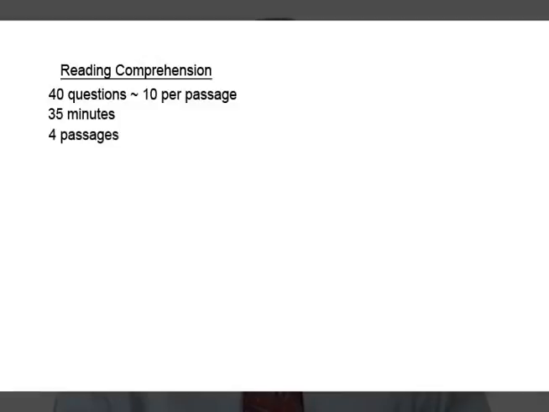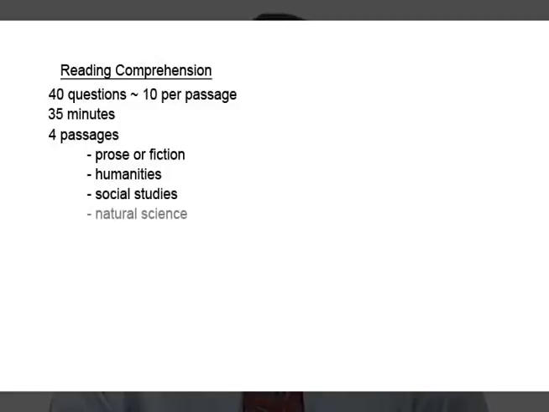Then you'll probably get a break, a 10-15 minute break. Come back and do some reading. Reading comprehension, in my opinion, is one of the more difficult sections. Reading comprehension consists of 40 questions and 35 minutes. 10 questions per passage. They'll give you 4 passages, and the passages may be prose or fiction, humanities, a passage on social studies, and a passage on natural sciences.